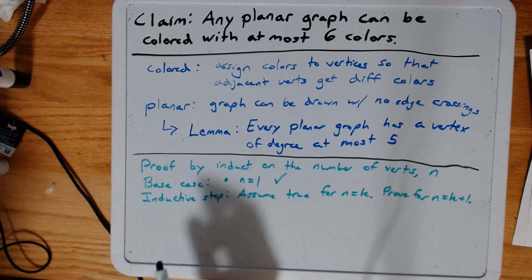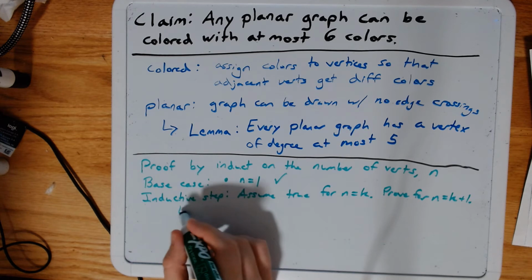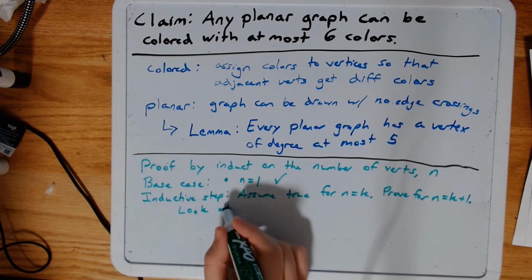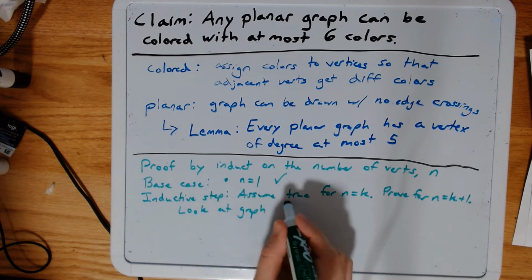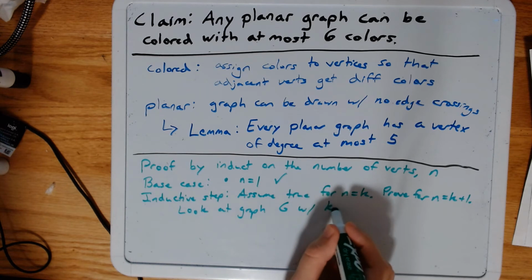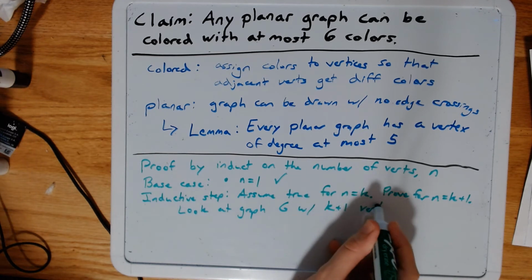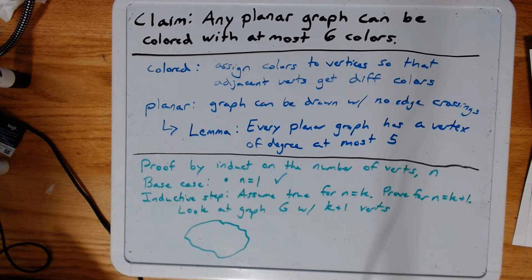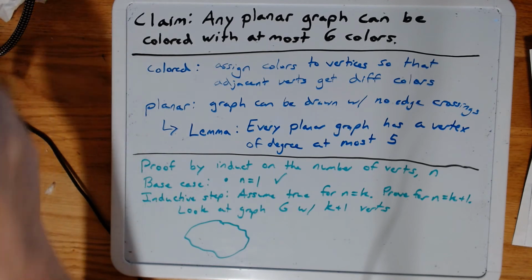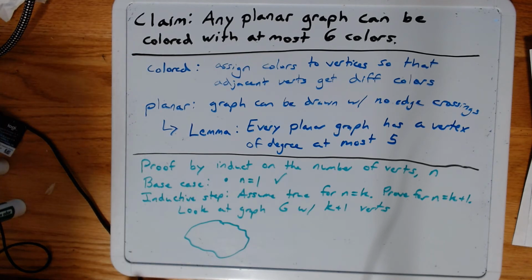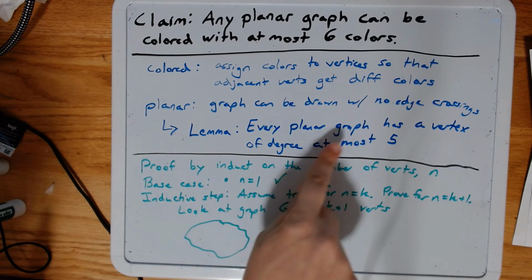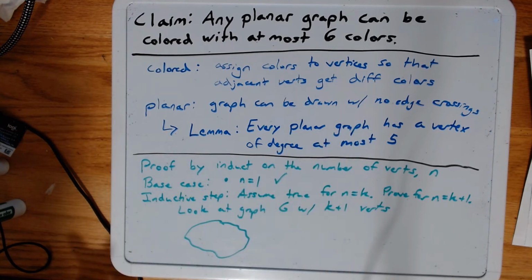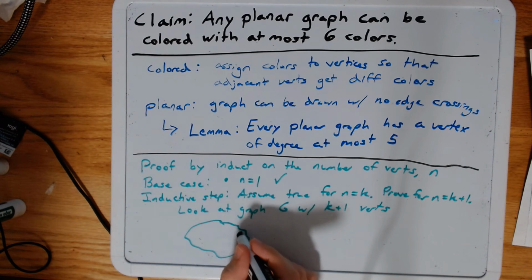So what this means is we can look at a graph G with k plus 1 vertices, right? G is this blob. My professor would have said it was a potato. What do we know about this graph? Well, it's planar. And what do we know about planar graphs? Well, the planar graph has a vertex of degree at most 5. So let's choose that one, right?